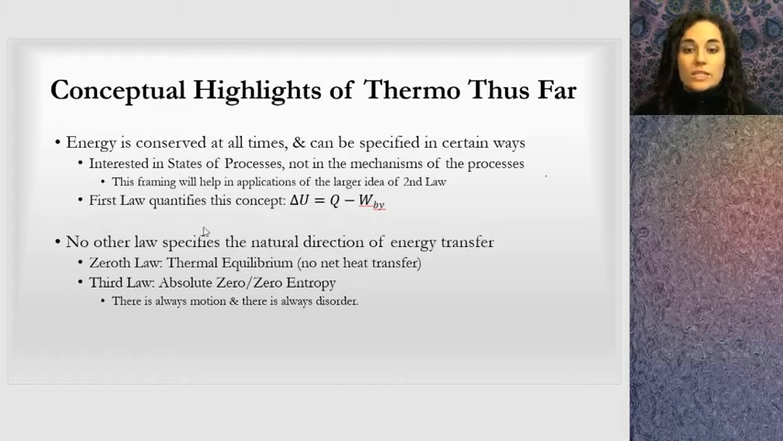Energy is a scalar. We've seen the zeroth law, the law of thermal equilibrium, defining what thermal equilibrium is, and that's no heat transfer between two objects in contact. The third law is the law of absolute zero or zero entropy, where there's always motion and there is always disorder. These are things that we know are true in the cosmos, but they don't touch on why things are spontaneous, why natural processes proceed in one direction. Energy flow has rules about it.